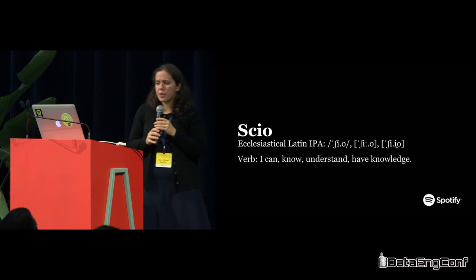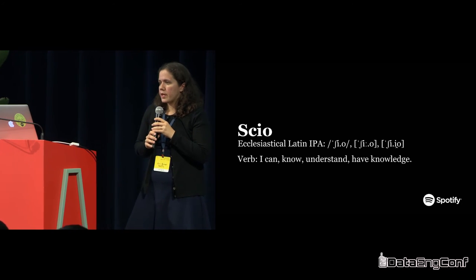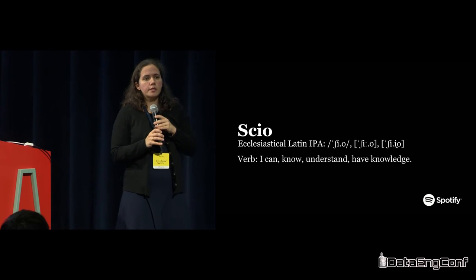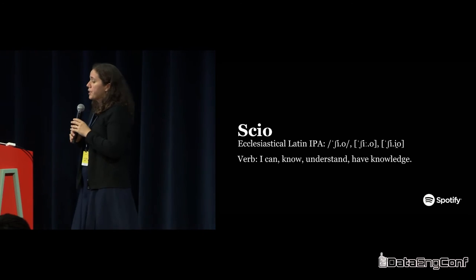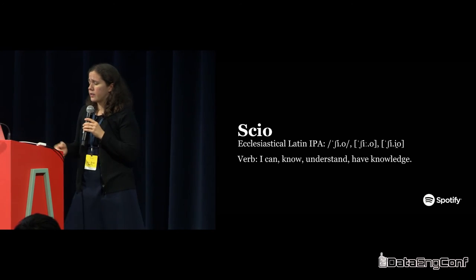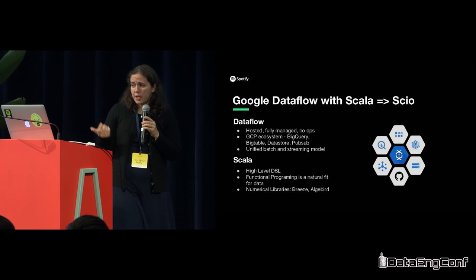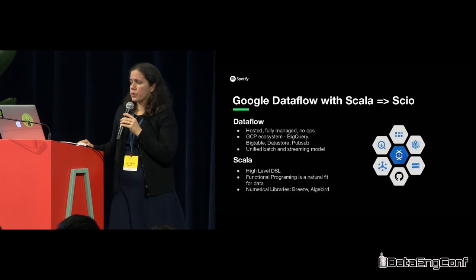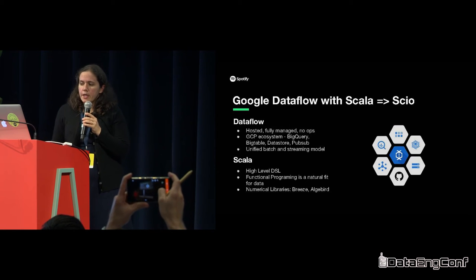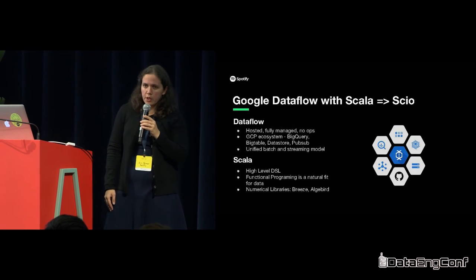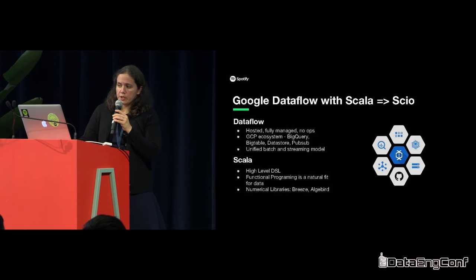So I'll talk a little bit about Scio. Scio is actually a framework that was built in-house at Spotify. It's an open source product. It's a Scala set of libraries and tools that lets you write Google Dataflow jobs, but in Scala. And for us, it's been very powerful for various reasons. It provides seamless integration with all of the Google suite of products, like BigQuery, Bigtable, Datastore, and it has a unified batch and streaming model, which is great. And of course, with that, we get all the advantages of Scala as well.